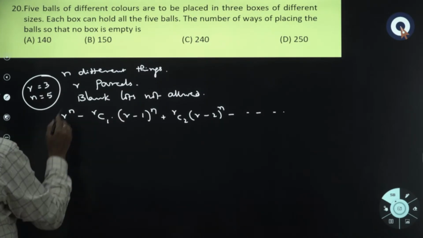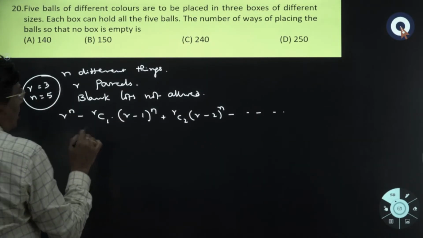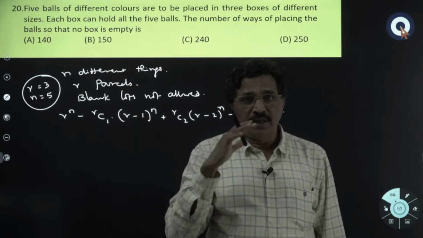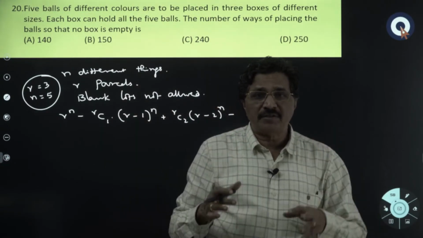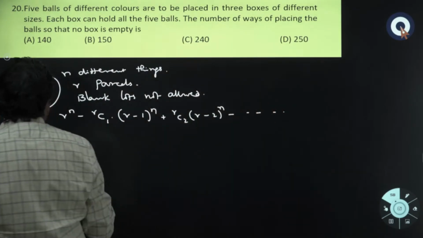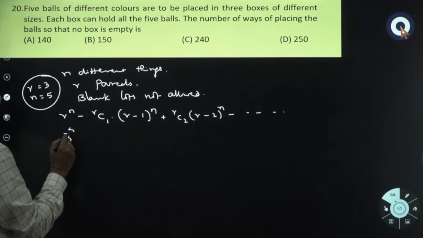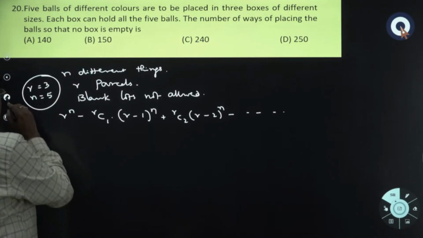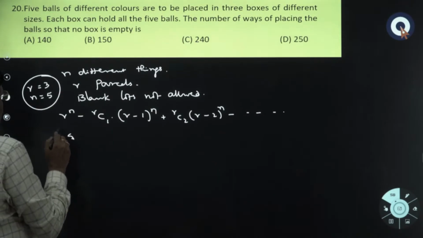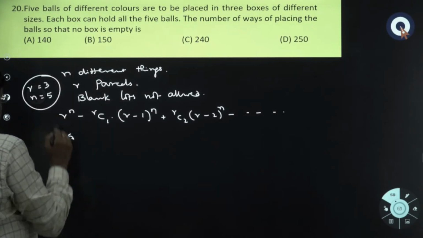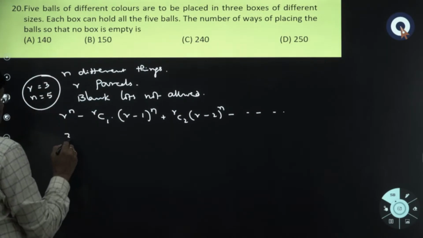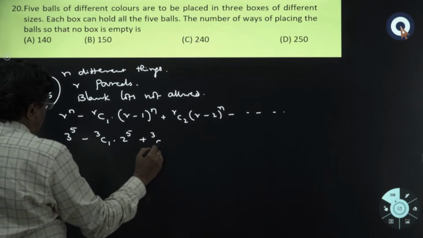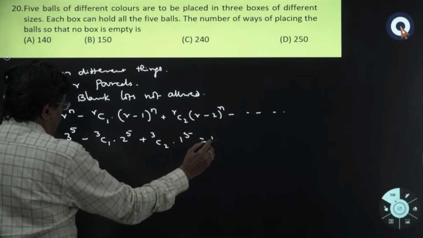I encourage all of you to go through the theory behind all these things in a nutshell once again for a deeper understanding, instead of just remembering the formula. So, 3 power 5 minus 3c1 into 2 power 5 plus 3c2 into 1 power 5. This happens to be 150.